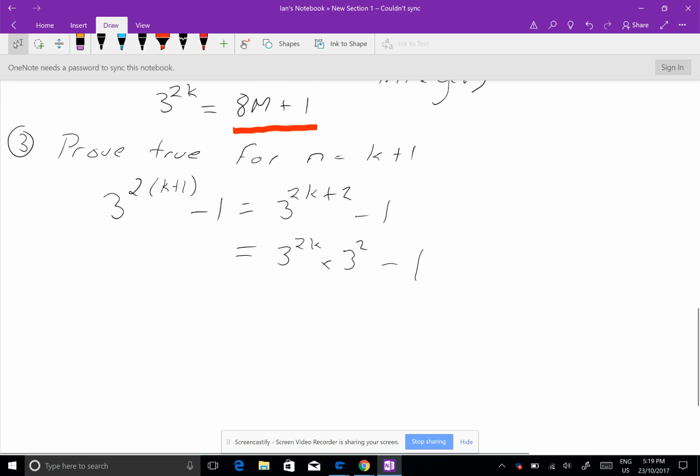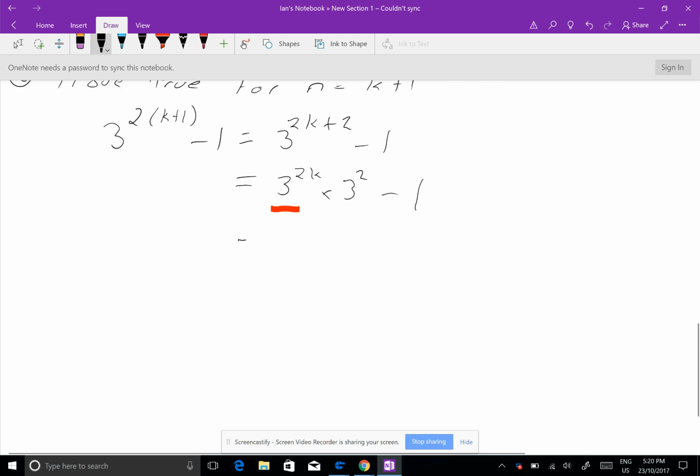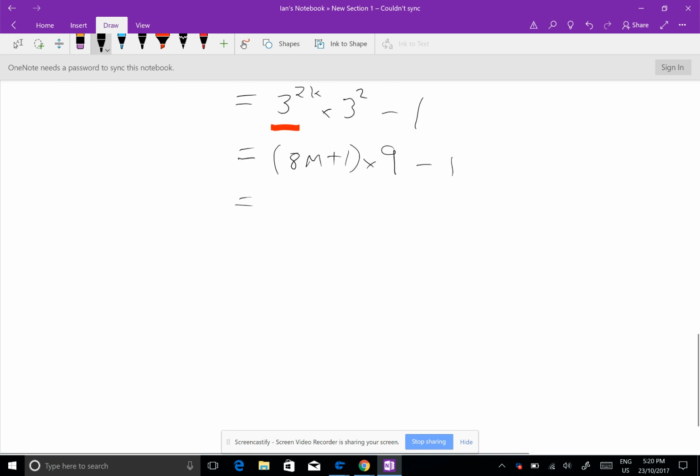And here's where we make our substitution. I'm going to put in 8m plus 1 there. So I get 8m plus 1 times 3 to the 2 is 9 minus 1. I'm going to write that as 9 times 8m, because I'm going to factorise out the 8, plus 9 minus 1. That's the expansion of that brackets, which gives me 8 times 9m plus 8. Factorise out the 8, and I'll get 9m plus 1.